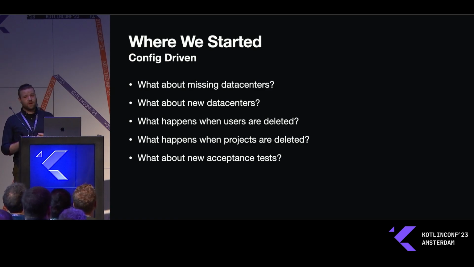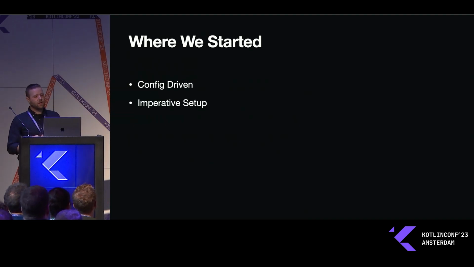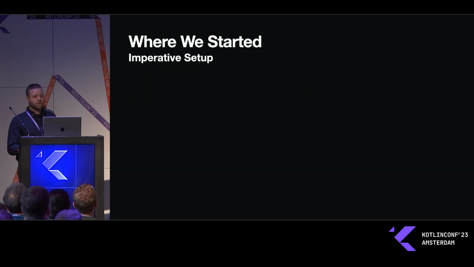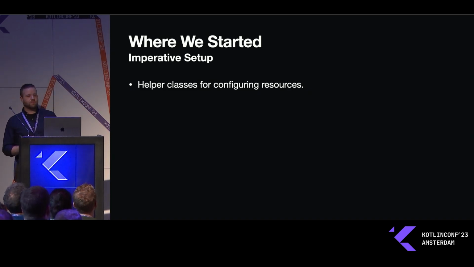So obviously this is not a great situation to be in. Some teams were working on a more imperative approach where they had helper functions or classes that would help call the different APIs to create a lot of these users and projects dynamically.